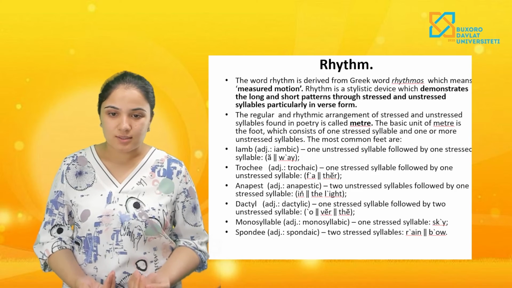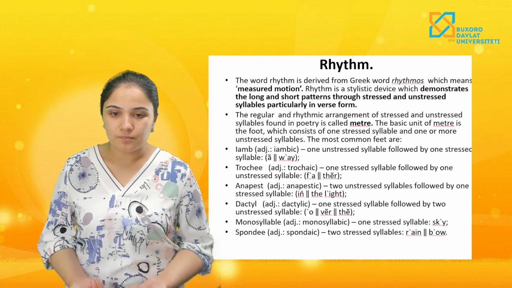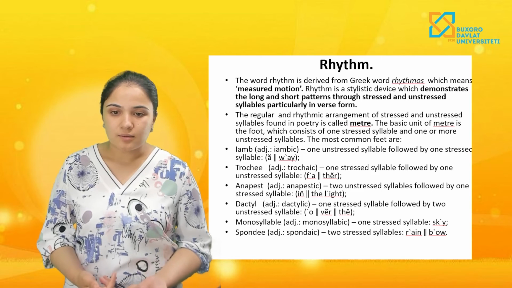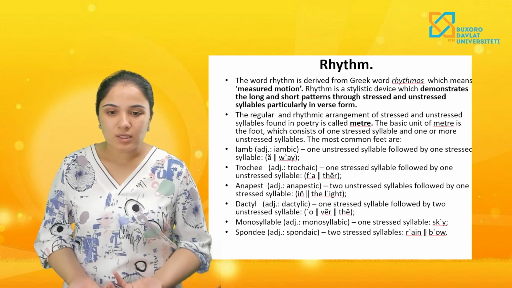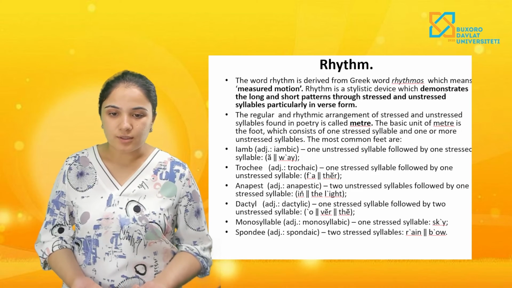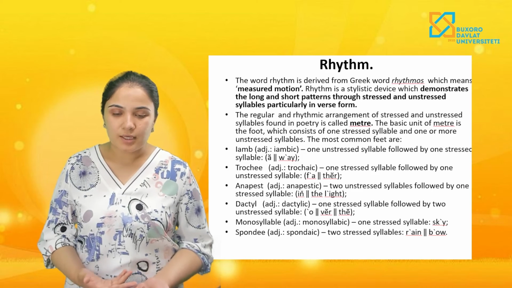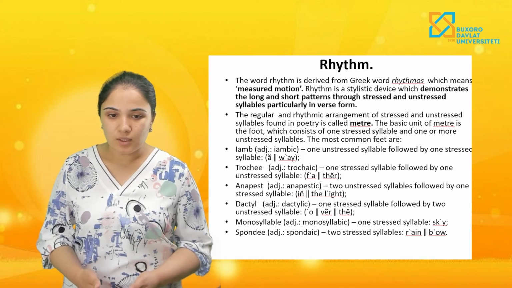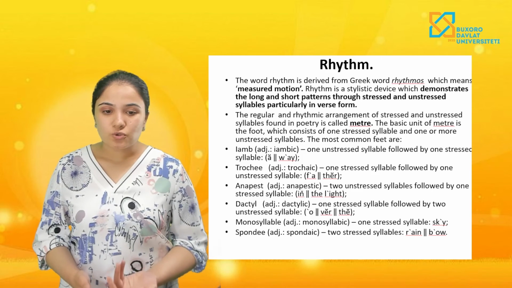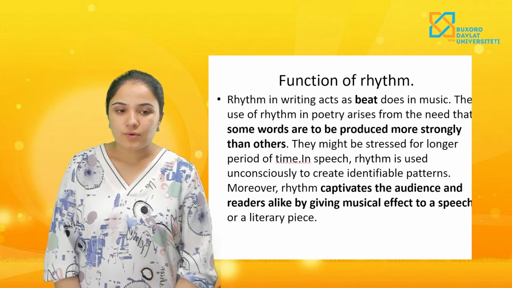Anapest or anapestic: two unstressed syllables followed by one stressed syllable, for example, inside. Dactyl or dactylic: one stressed syllable followed by two unstressed syllables, for example, over there. Monosyllabic: one stressed syllable, sky. Spondee or spondaic: two stressed syllables, rainbow.